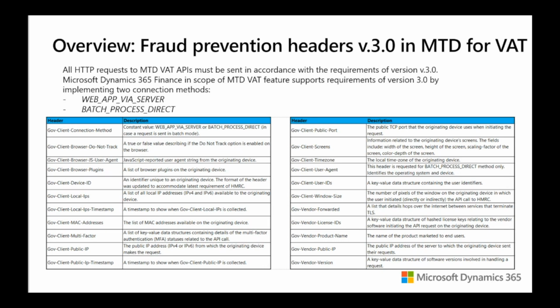Documentation on fraud prevention headers also states that all the fraud prevention headers must be collected immediately before the request is transferred to the MTD API. This means that the moment when the system can start collecting them is just after the user has initiated the request to the MTD API, either to obtain information about VAT obligations of the company or to submit a VAT return.